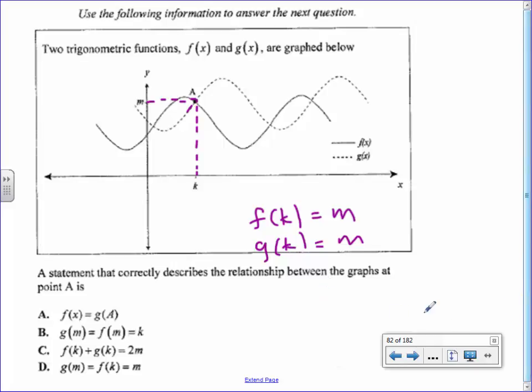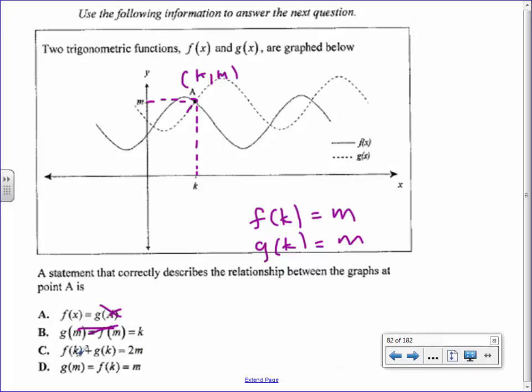Okay, let's look through these statements, see what we can use here. Is f of x equal to g of a? Okay, well, f of x would be an unknown x value. Capital A is like a coordinate point, actually a coordinate point k, m. Capital A isn't even a value that makes sense because it's just the letter used to represent the point, so that doesn't really make sense. G of m, okay, right off the bat, that's supposed to be an x value. Isn't m a y value, though? Doesn't really fit.